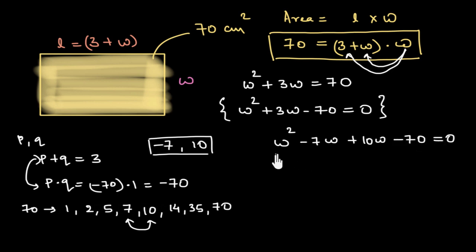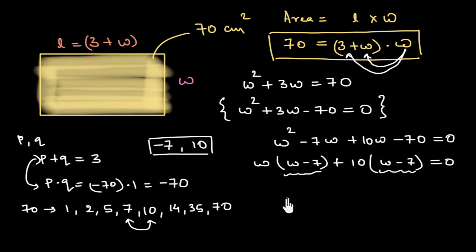Now from the first two terms we can pull out w as the common factor. So this would be equal to w times w minus 7, and from the last two terms we can actually pick out 10 as the common factor. So positive 10 times w minus 7, and this is equal to 0. Now w minus 7 is the common factor here. So let's pull that out. So this would give us w minus 7 times w plus 10, and this is equal to 0.